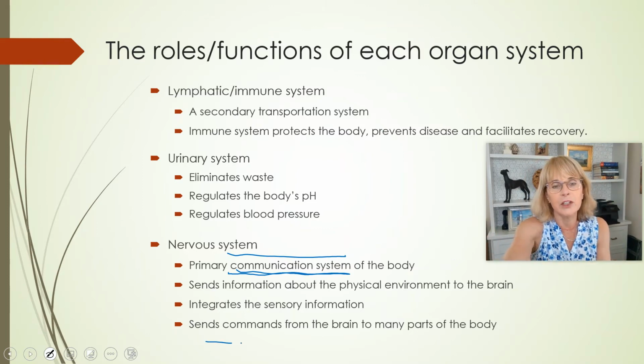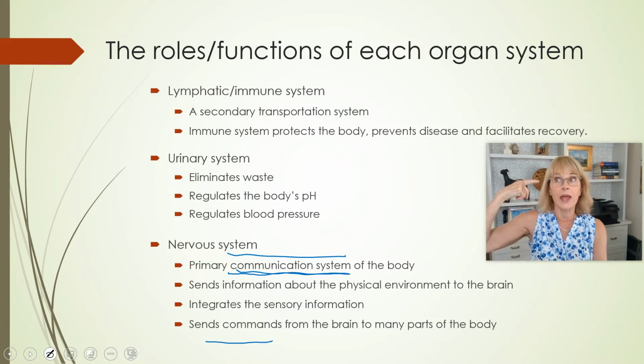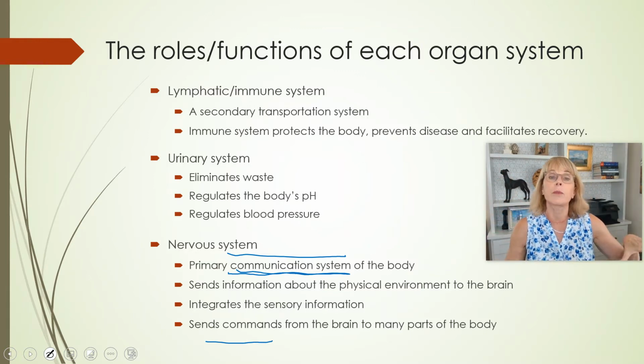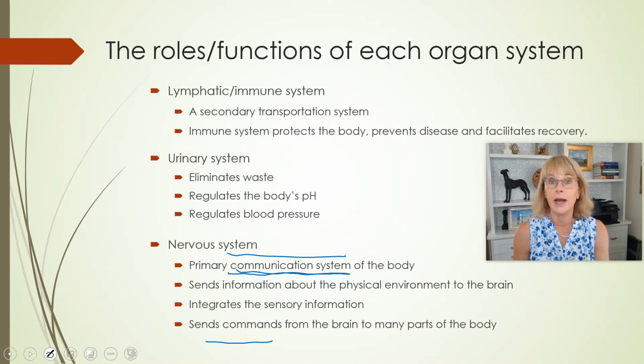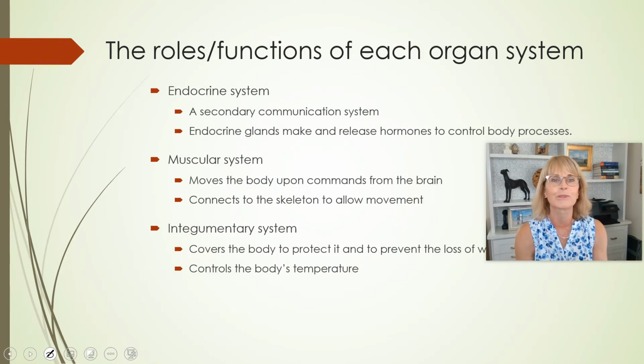And then the third thing the nervous system does is it sends commands from the brain to different parts of the body, like to the muscle that allows me to pull my knee away from whatever is hurting it. That's the nervous system. Then we've got the endocrine system.